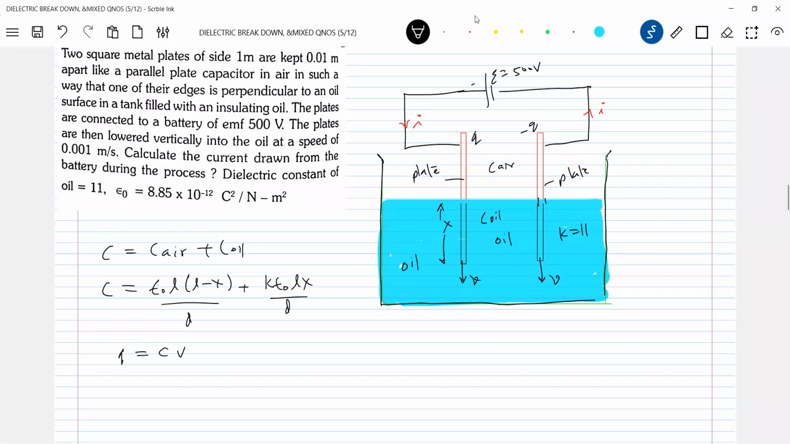I'll differentiate this equation. dq by dt should be equal to dc by dt into v. Differentiate this, we'll get the expression for the current through the circuit. Calculate, and that value of current is being asked. So here I equals v dc by dt. Differentiating this, epsilon naught L by d dx by dt plus K epsilon naught L by d dx by dt.